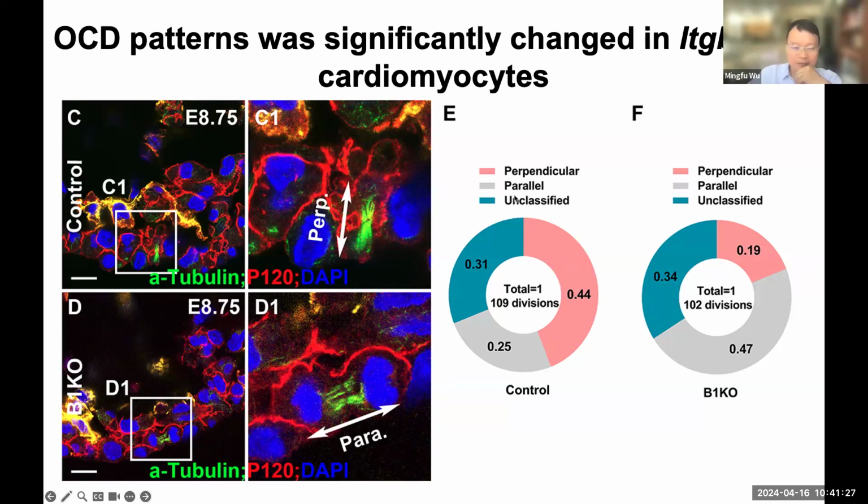We can see in the control, only 44% are perpendicular divisions. But in the knockout, only 19% are perpendicular divisions. And in the control, only 25% are parallel divisions, but in the knockout, it's 47%. This indicates that beta 1 integrins are involved in the spindle orientation of the cardiomyocytes.